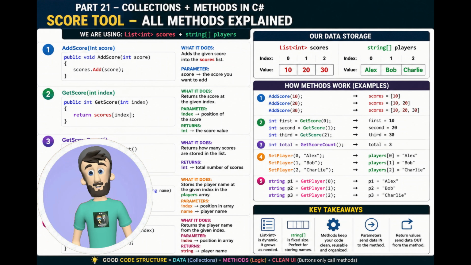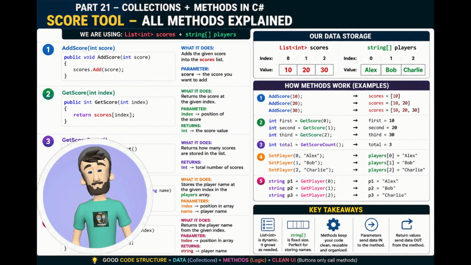Now let's actually understand what is happening inside this system. Because this image shows the foundation of how real applications work. And honestly, most beginner tutorials never explain this properly. They throw random code into buttons. And suddenly the whole project becomes spaghetti code. But here, we are building structure.